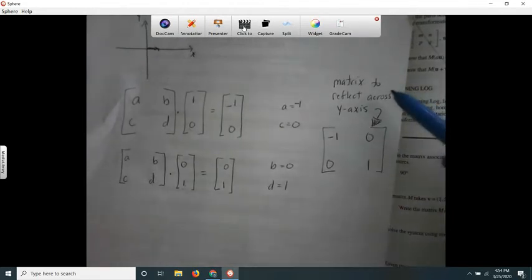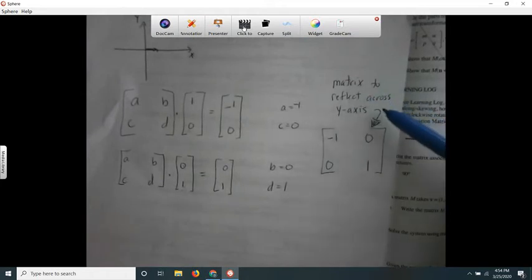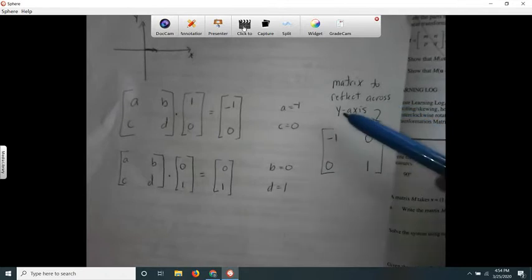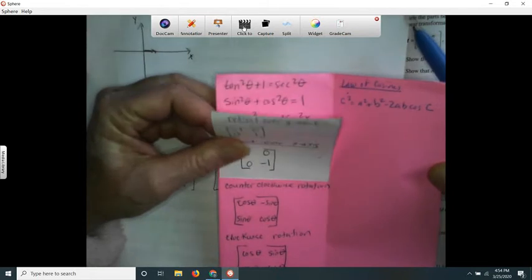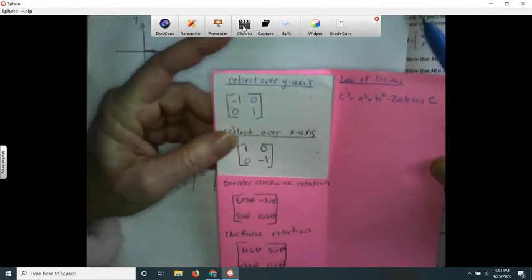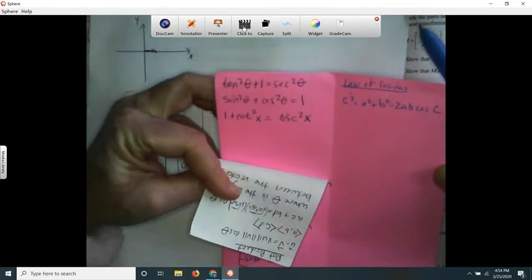This matrix ends up reflecting any ordered pair or any vector across the y-axis. And I have these all written down in my little secret magic book here. So what's that? Why is there something under there? Secret one's under there too.